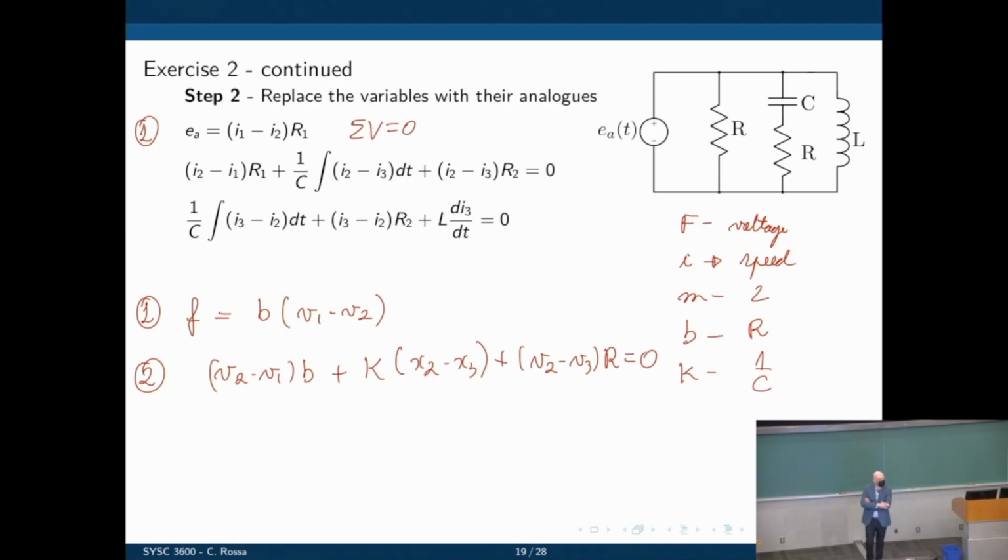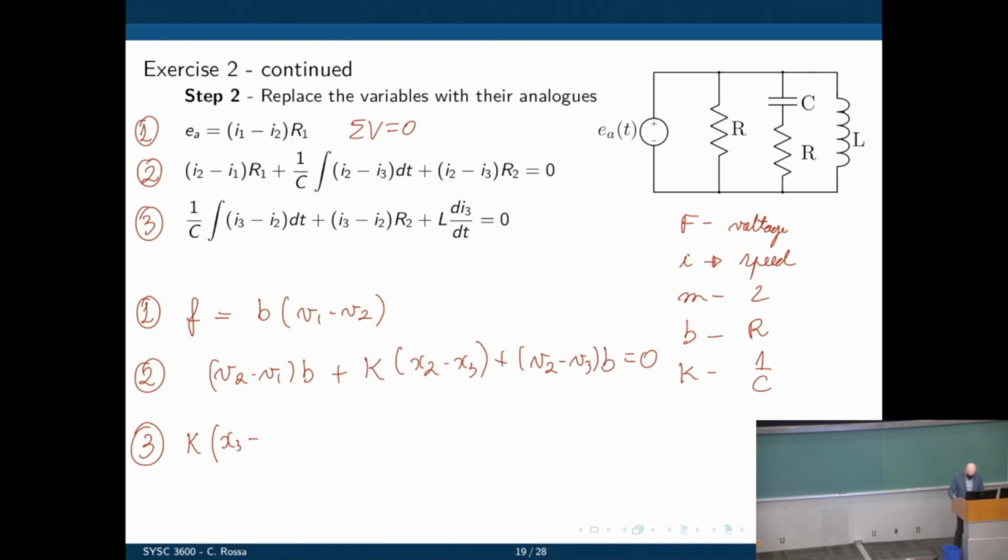Right? And then finally, equation 3. Equation 3, you have 1 over C, that's K. Integral of current, if the current is the speed. So integral of current is position. For the second equation, shouldn't the R be a B? Yes, should be a B. Yeah. Thank you.